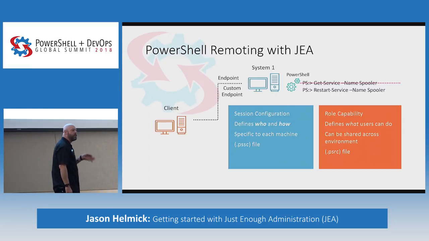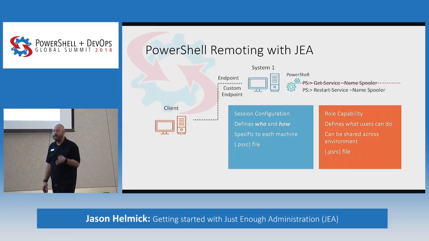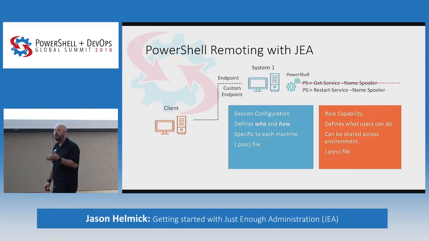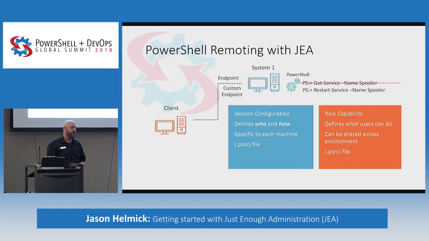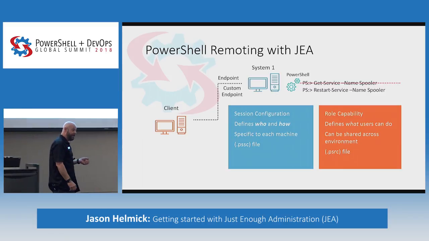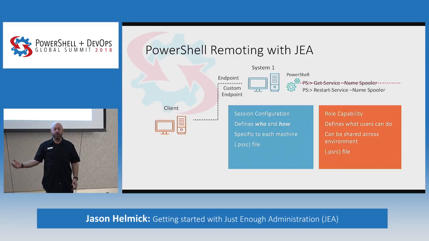Now, the reason I'm telling you that it's capabilities is because that file defines what cmdlets, what functions, what capabilities you're allowed to have, down to the granular level of parameters and arguments. So how many files do we have? Two. What does the session config do? Who. Who. And what does the role capability file do? What. I'm so glad you guys can read.